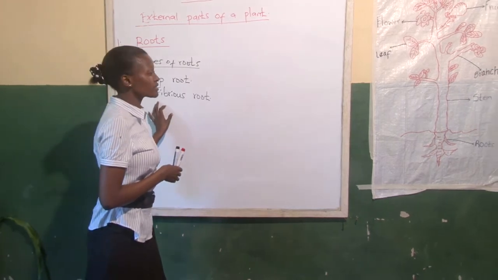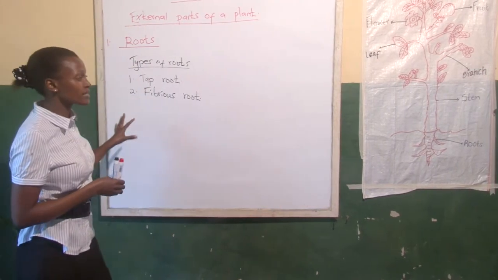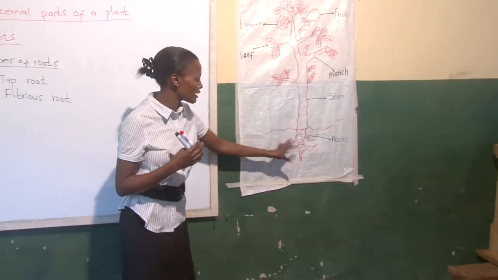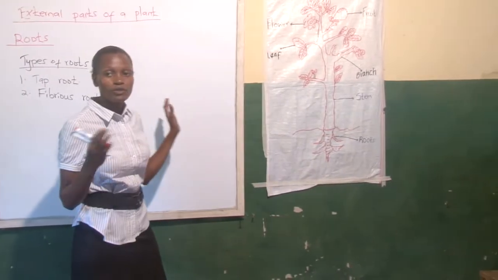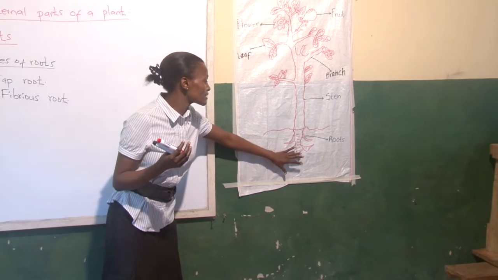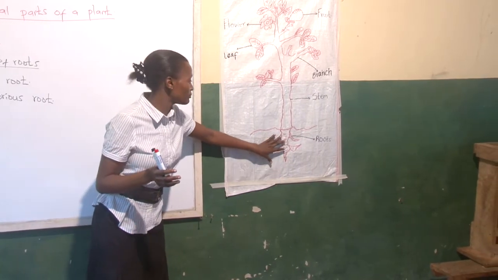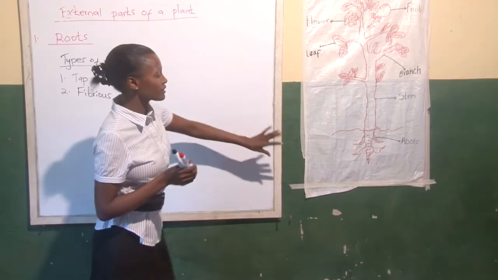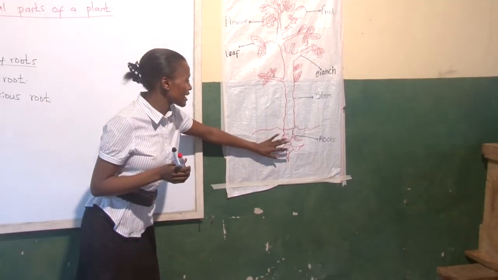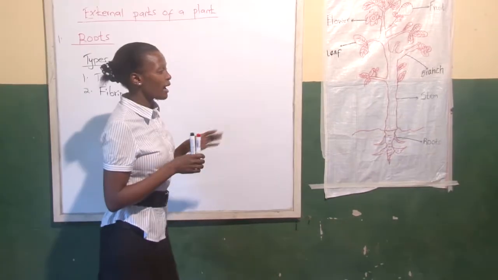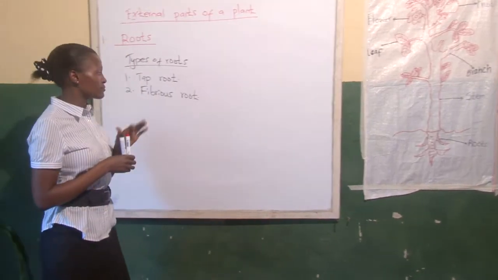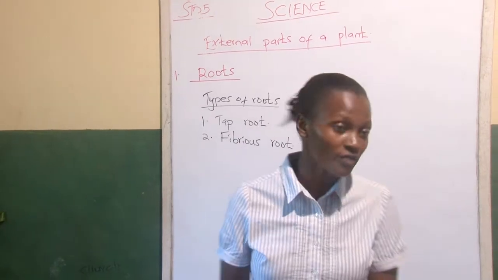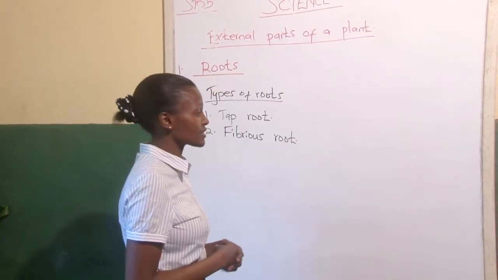The fibrous roots are a type of root where the main roots are many, and they come from the base of the tree, just below the stem. We find them emerging from that place. We call them the fibrous roots. Okay, we have some examples of the taproots and the fibrous roots.